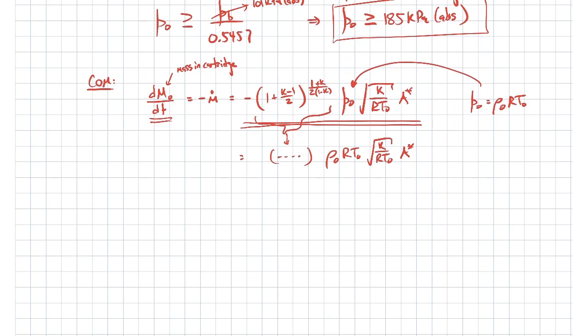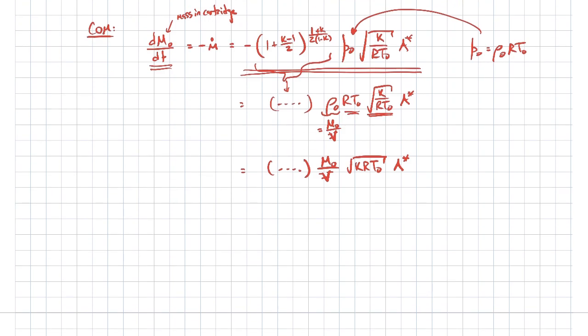What I'm trying to do is get everything in terms of the same variables. And then the density inside the cartridge will be the mass inside the cartridge, m naught, divided by the volume of the cartridge. Okay, so this will be the following: m naught all over V. V is the volume of the cartridge. And then we'll have the square root of k R T naught when I multiply these two things together, times A star. So that's how our mass inside the cartridge changes with time.